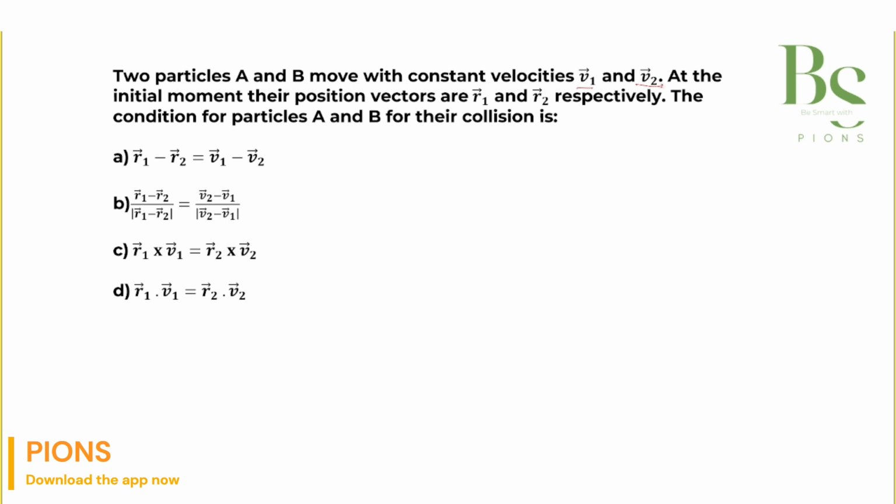Two particles A and B move with constant velocities v1 and v2. At the initial moment, their positions are r1 and r2. What is the condition for particles A and B to collide? So, the first thing to understand here is the condition for the collision.